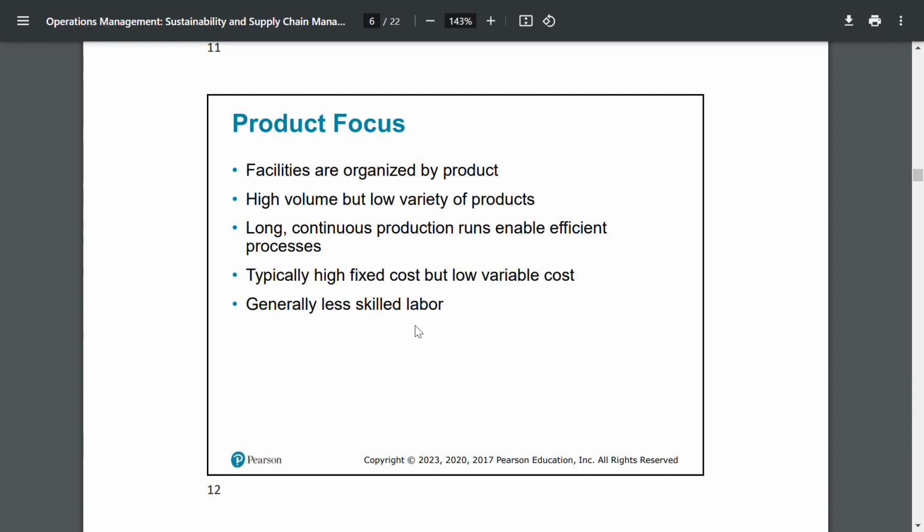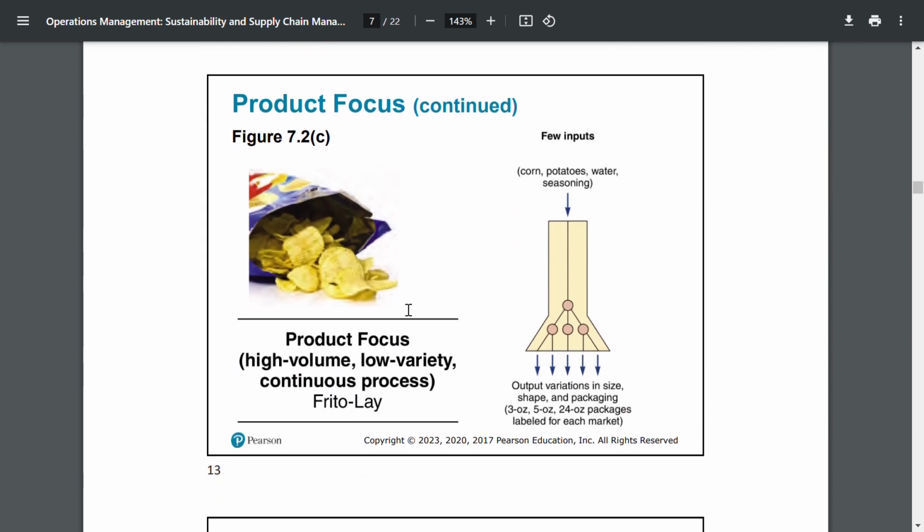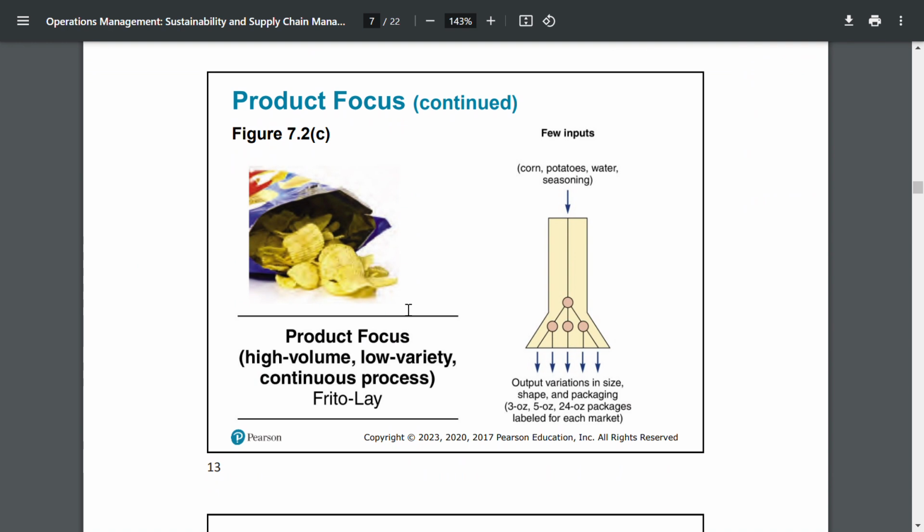They generally require less skilled labor since the machines are not very customizable, and that's why in the more variety types, or let's say in the process focus, for example, it will need more skilled labor, and also in the repetitive, it will need some skilled labor also because it has variety. So yeah, a product focus, an example of it, chips companies has high volume, low variety, and continuous process.